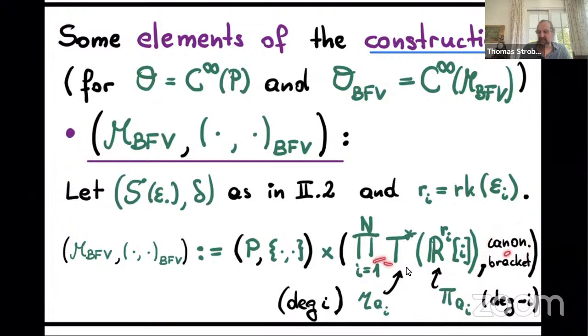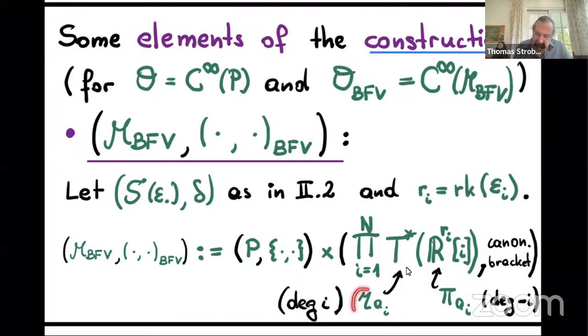So this is a graded symplectic manifold, and this is a Poisson manifold. And so both are Poisson manifolds. And so the product is again a Poisson manifold. Certainly everything should be said algebraically in the end, but this gives the idea. So this is just a product of two Poisson manifolds. So this is kind of a nice, simple construction, very explicit.